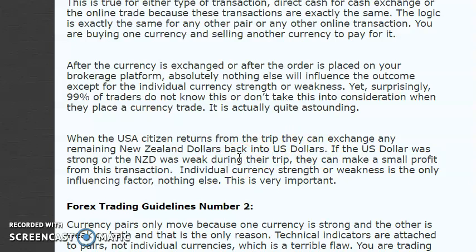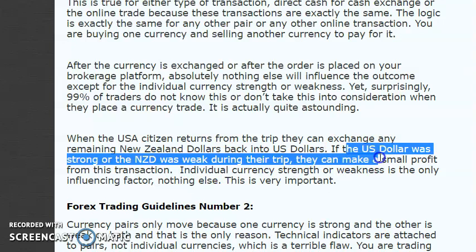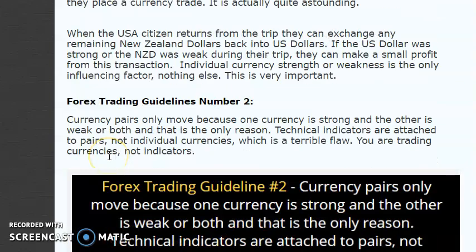So the only way you can make a profit from a cash transaction or an online transaction is if the New Zealand dollar was to strengthen, or if the US dollar was to weaken during the time that they were on their vacation. They can make a small profit on the transaction.